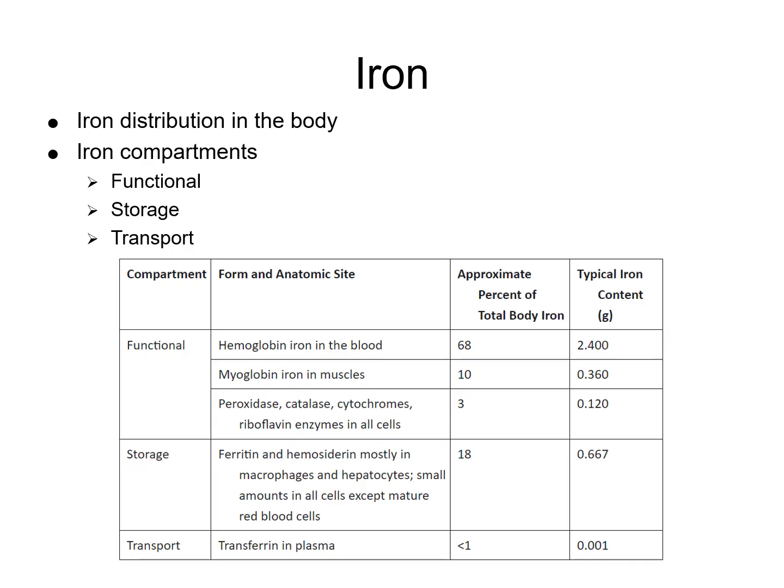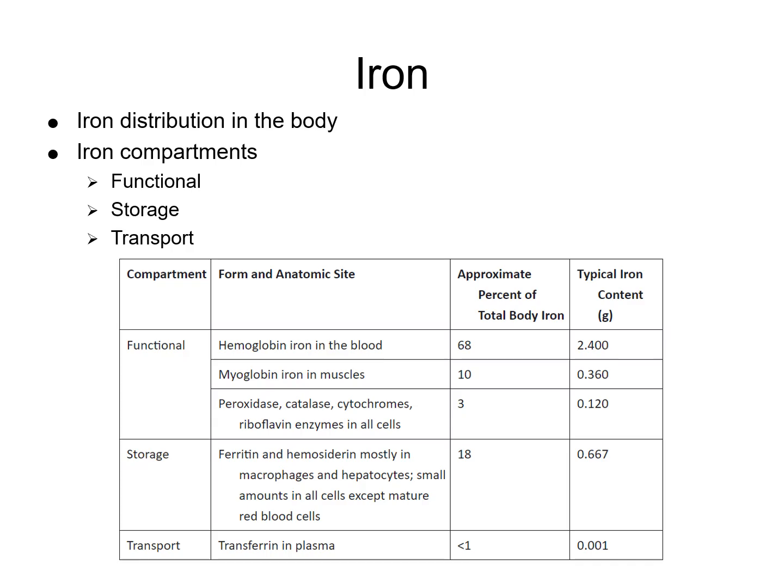So the first compartment we're going to talk about is functional iron. This compartment includes iron that is actively involved in the biological process. The main component of this is your hemoglobin iron. About 65 to 70% of total body iron is found in hemoglobin within red blood cells. This is responsible for oxygen transport from lungs to tissue.